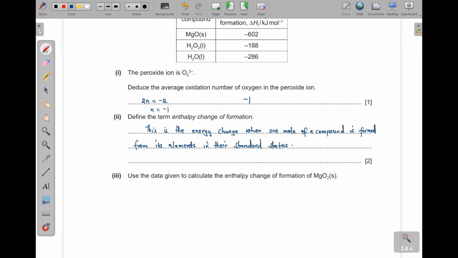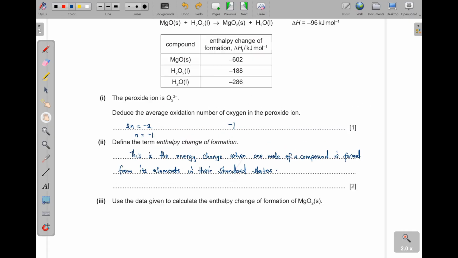And that is it. If they say standard enthalpy change of formation, then you can add on under standard conditions. Okay, so that is that. This is 1 mark: from its elements in their standard states, and then 1 mole of a compound is formed. Okay. Roman 3: use the data given to calculate the enthalpy change of formation of magnesium peroxide.